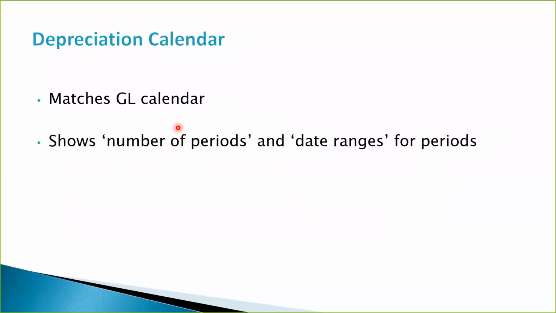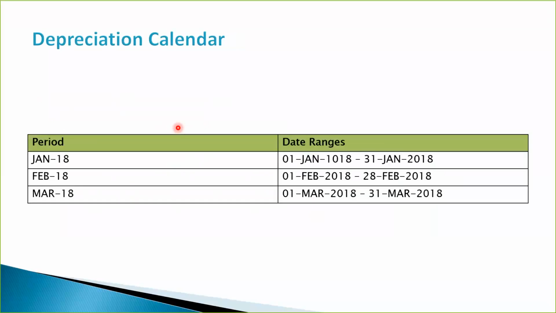So we talked about what the depreciation calendar is, and we said it matches the GL calendar. If the periods on your GL calendar are months, then the depreciation calendar should also be monthly. If they are quarters, the depreciation calendar should also be quarterly. But do not have adjusting periods in your depreciation calendar. You can have adjusting periods in your GL calendar, but not in your depreciation calendar.